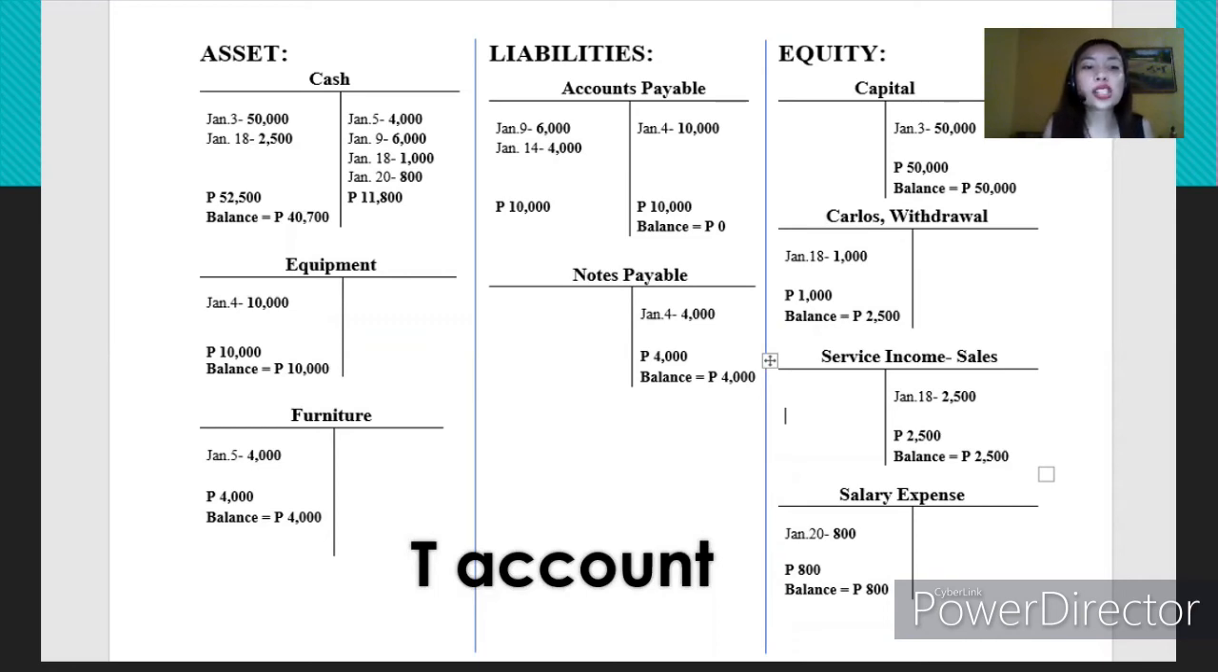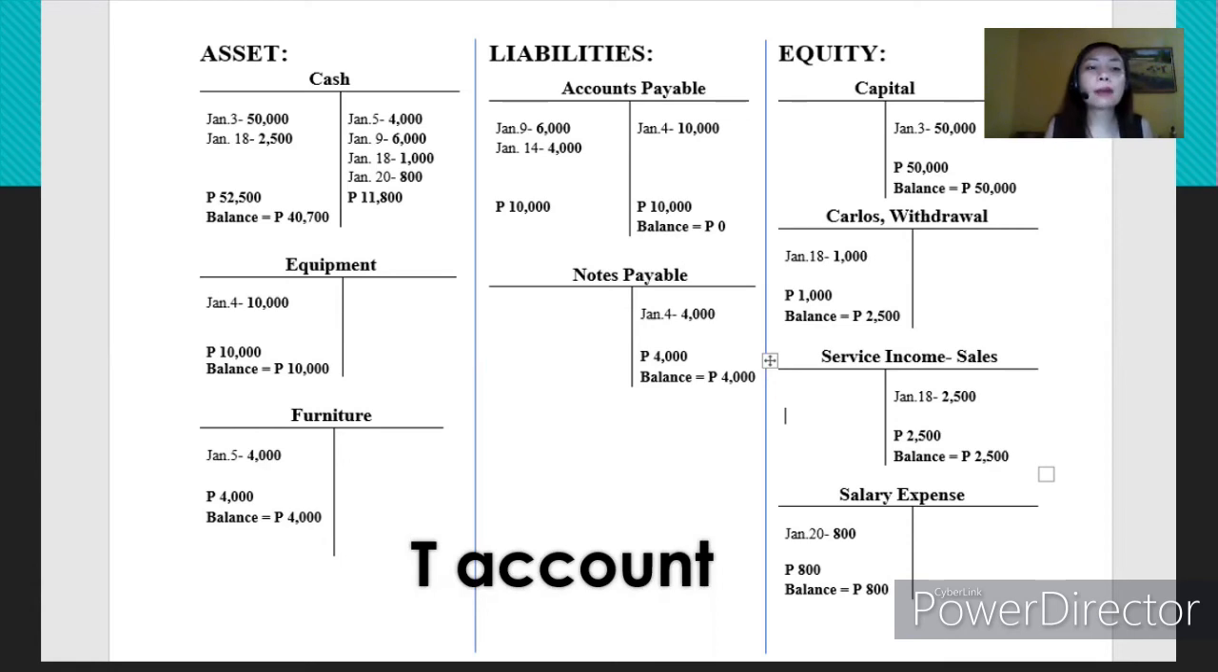Okay? So it's easy for you to track the transaction. So don't forget the date and the amount. At the end, you're going to add for the debit corner and also for the credit corner, and then subtract. Let's take cash for example: 52,500 minus 11,800. So the balance, you're going to put where the normal balance of the account is.